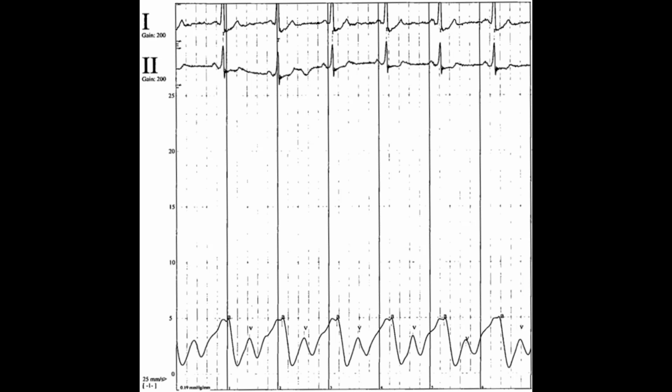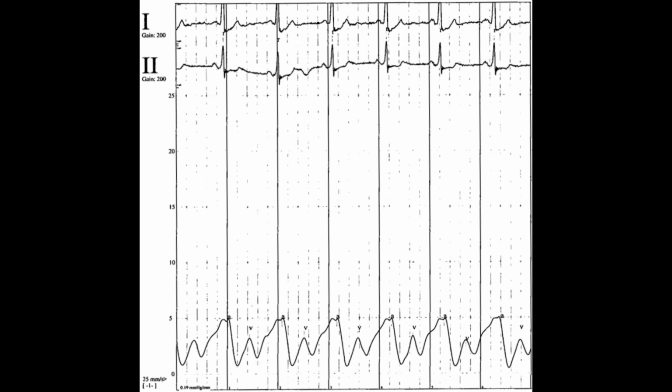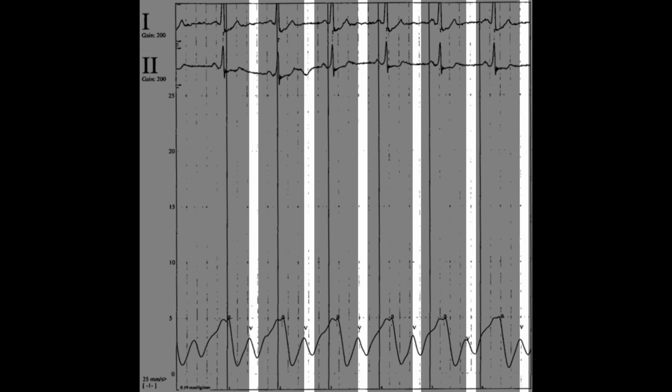The Y descent represents right atrial emptying from opening of the tricuspid valve during ventricular diastole. The Y descent occurs after the T wave on the electrocardiogram tracing.